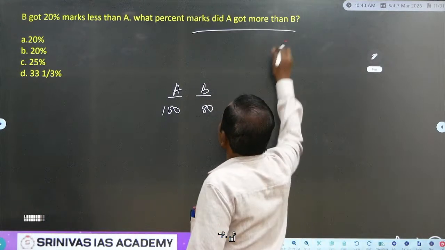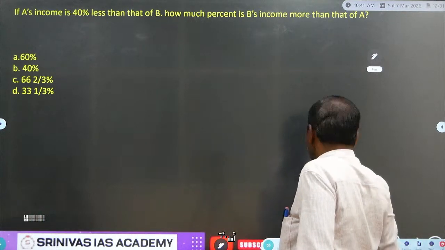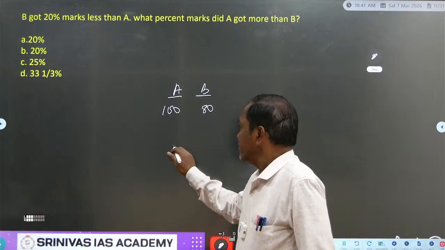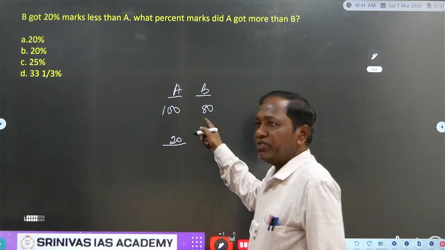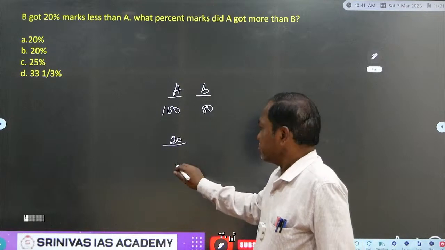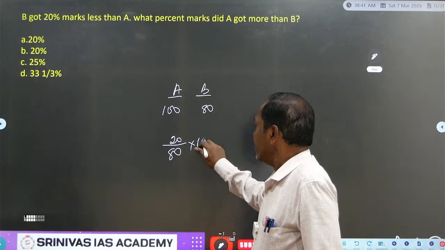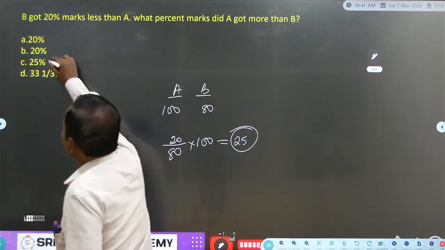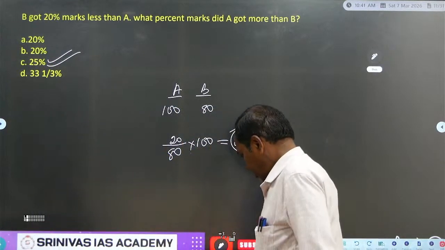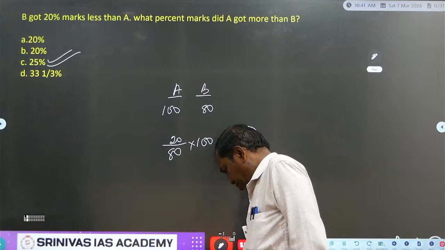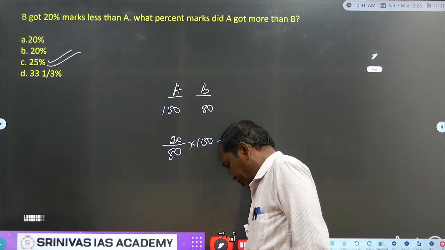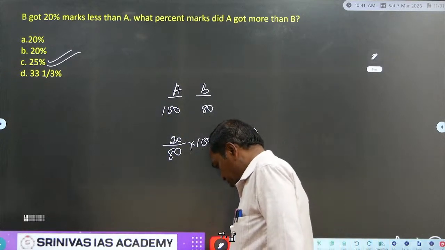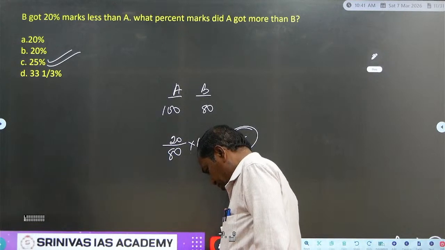What percent marks did A get more? A's marks are more, definitely, yes. How many marks more than B? 20 marks. 20 is compared with what number? B's marks, 80. Percentage, multiplied by 100. 25. Right. Option C. Yes, 20 by 80 into 100. Rishi, you are correct.